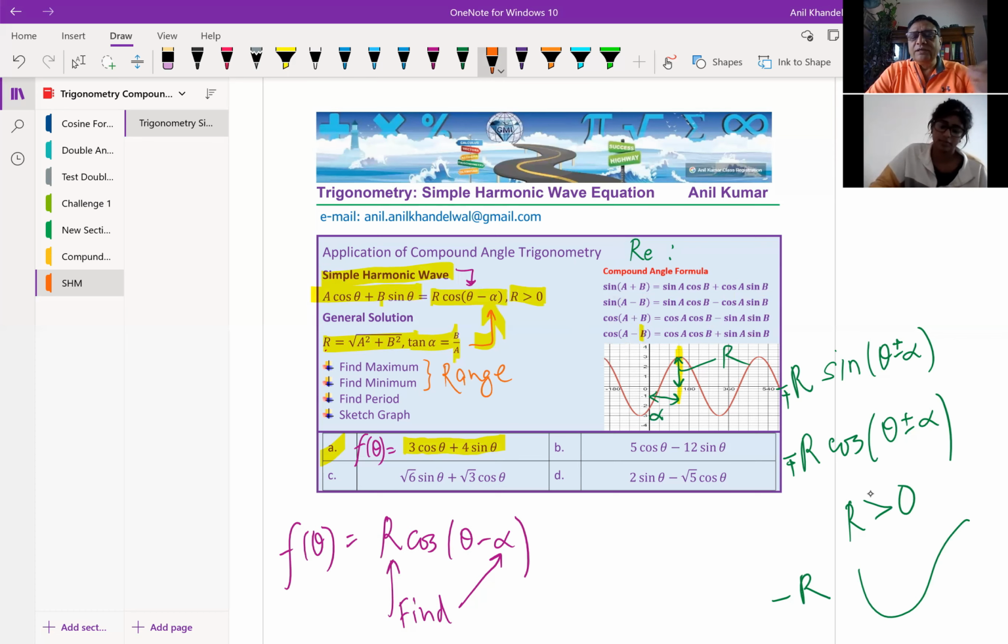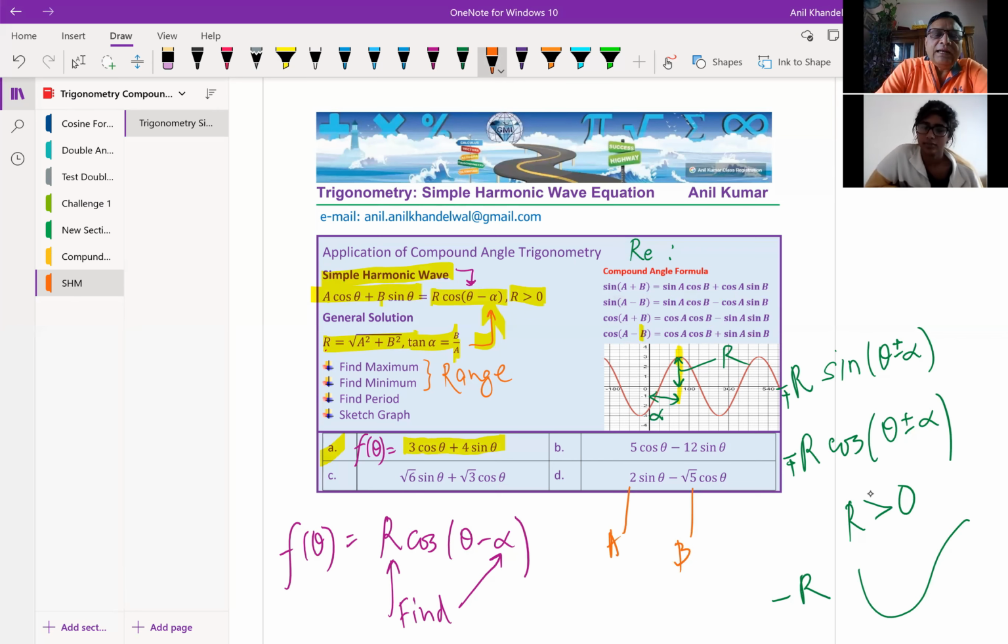As you can see, equations could be a combination of sine and cosine with some constants: 3 cos theta plus 4 sine theta, 5 cos theta minus 12 sine theta, square root 6 sine theta plus square root 3 cos theta, 2 sine theta minus square root 5 cos theta. These are the 4 equations which today we will discuss, in the different ways you may get them in your test paper. These are the basic type of equations. We could have any values for a and b. Is that clear to you?